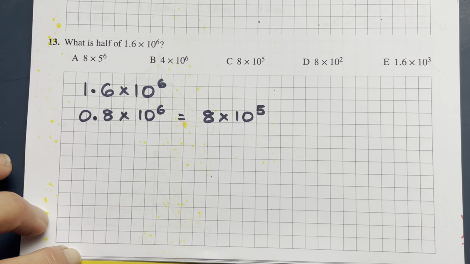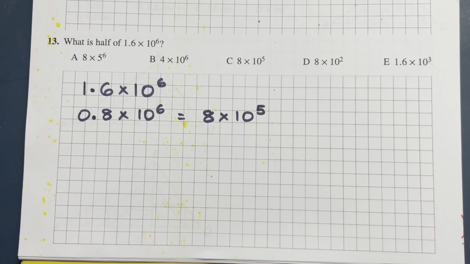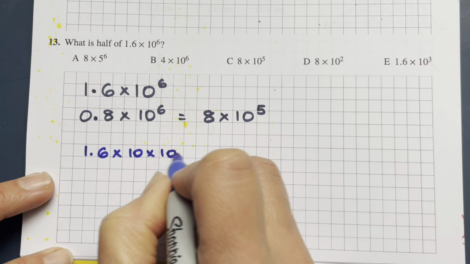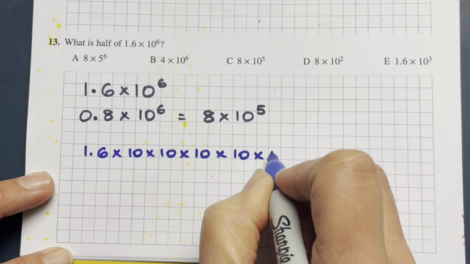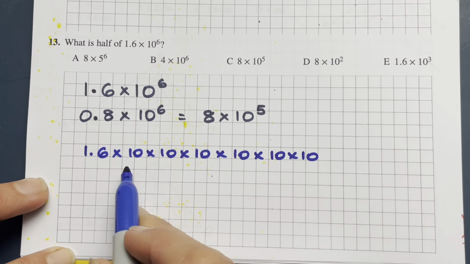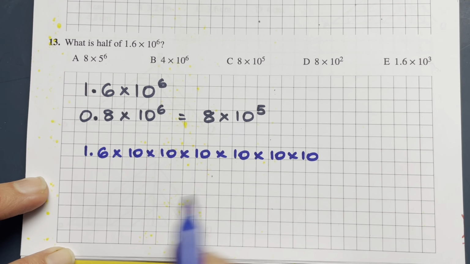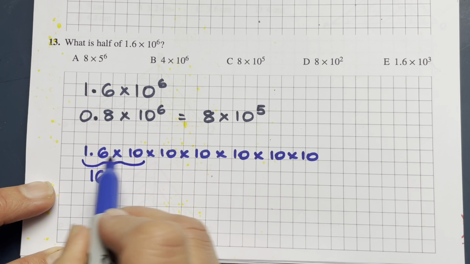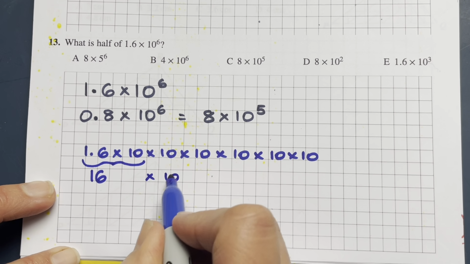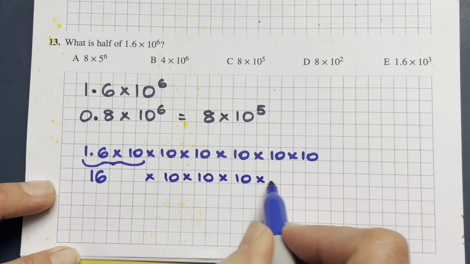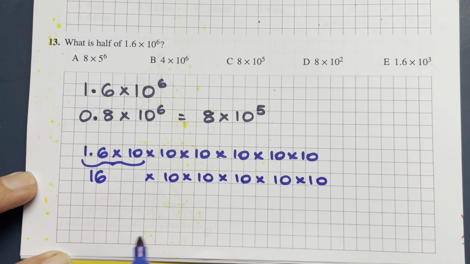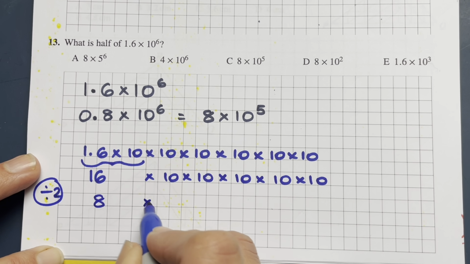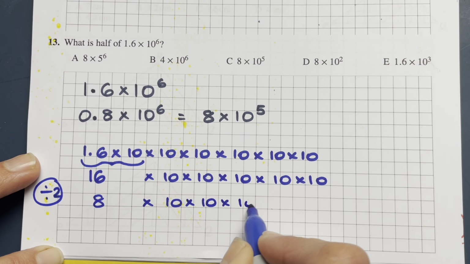If you're not quite sure how to do that, it takes a bit of time, but there's nothing to stop you simply writing it out. You don't even need to write them all out; it can just be representative. 1.6 times 10 to the power 6, so times 10 six times, is the same as 16 times 10 to the power 5, because 1.6 times 10 gives me 16. And then when I divide it by 2, I'm going to have 8, but I'm still going to have 10 to the power 5.